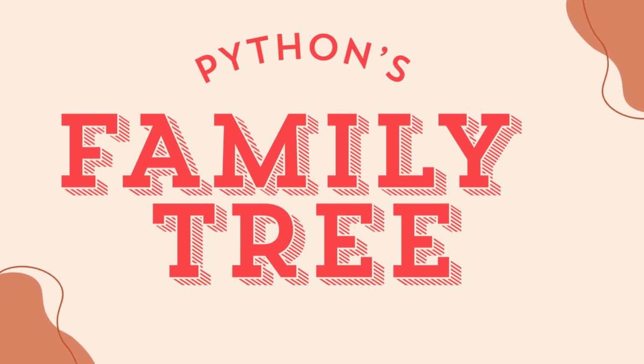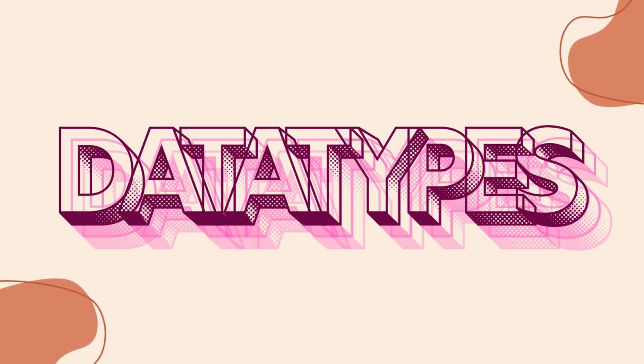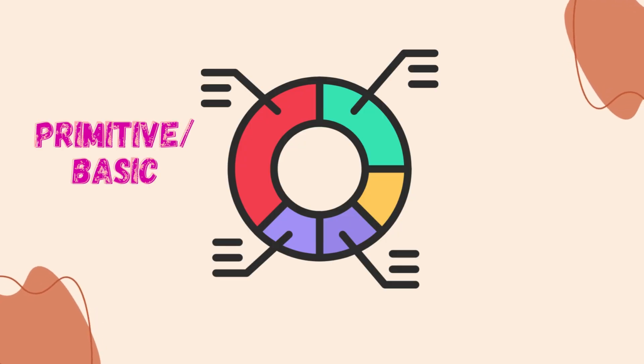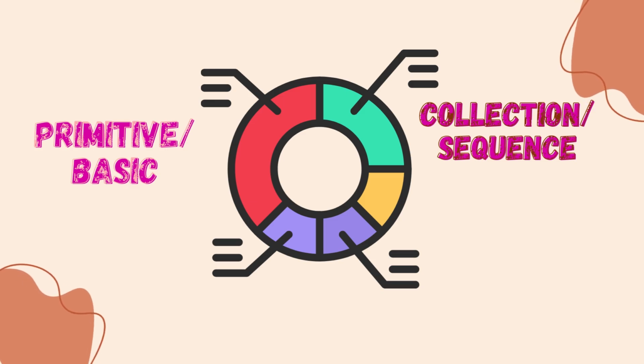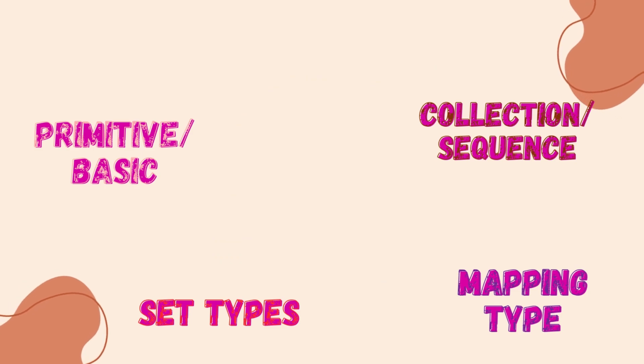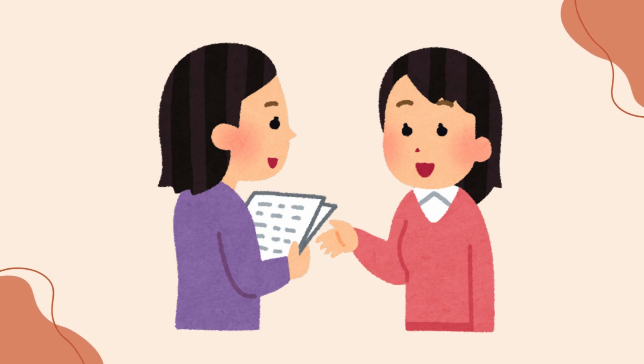Python has a big family tree. Before diving in, let's zoom out and see the big family tree. Python data types are mainly divided into four types. We have primitive or basic data types, then the second one is collection or sequence, the third one is set types, and the fourth one is mapping type. Now let's meet each member of this family one by one.